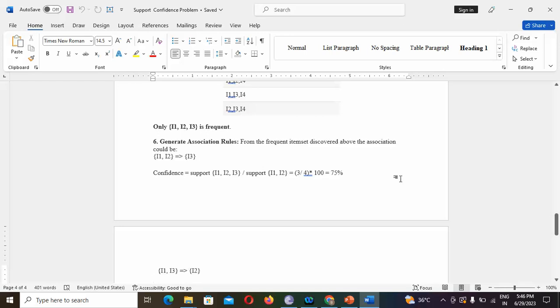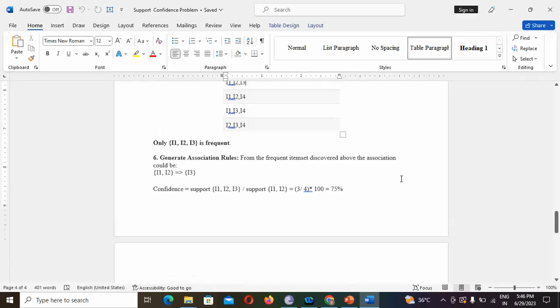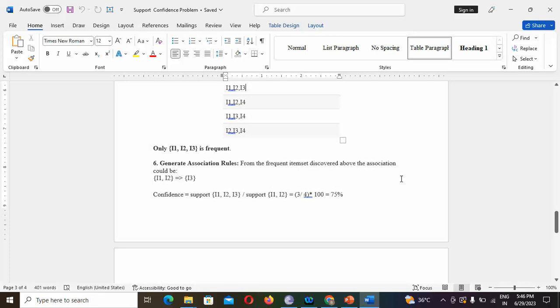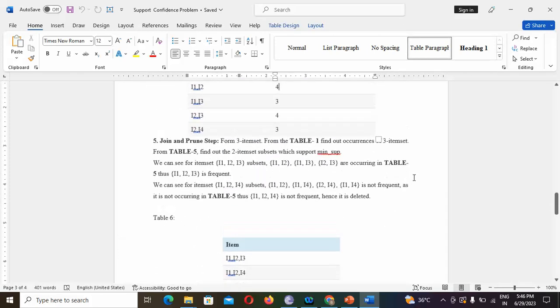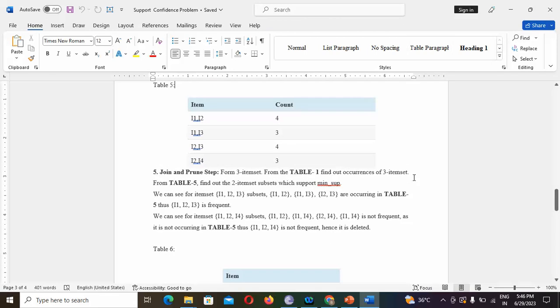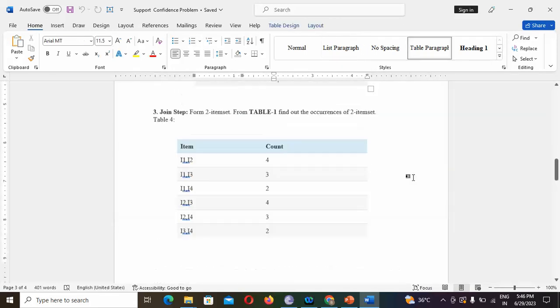I will show the table for you people, why the value of, so we have the minimum support values. So why we are considering this I1, I2, I3 divided by support of I1 and I2. I will show the support of I1 and I2. We have the count 4. I will show it in a table.